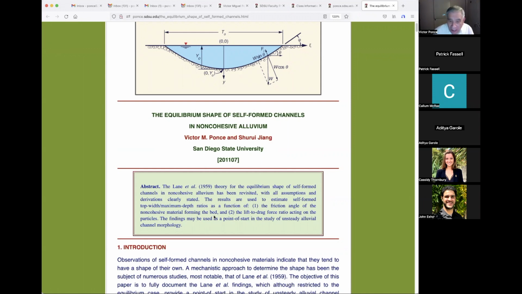And then the lift to drag force ratio, since it's a co-authorship, they are talking about the lift forces and the drag forces. They came up with the parameter lift to drag force ratio, which simplifies things. It shows the entire formula is only based on the friction angle and the ratio of lift to drag forces. And what's lift to drag forces?